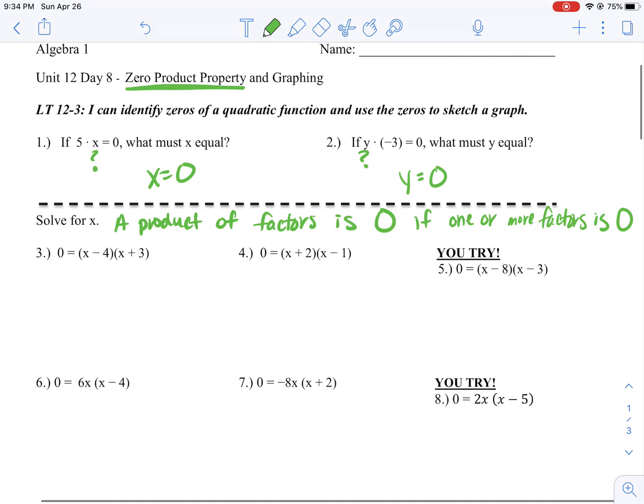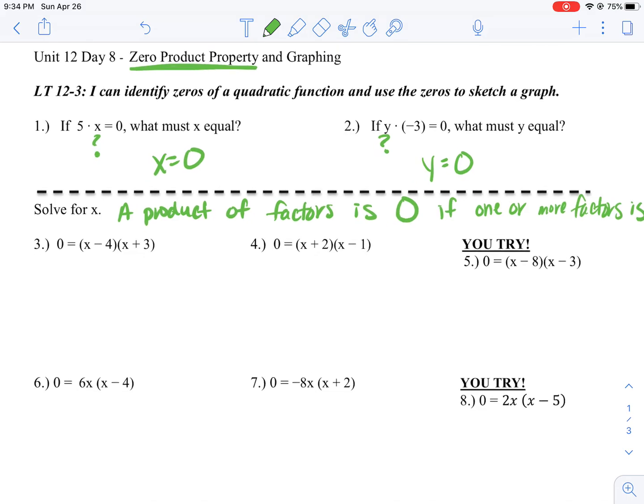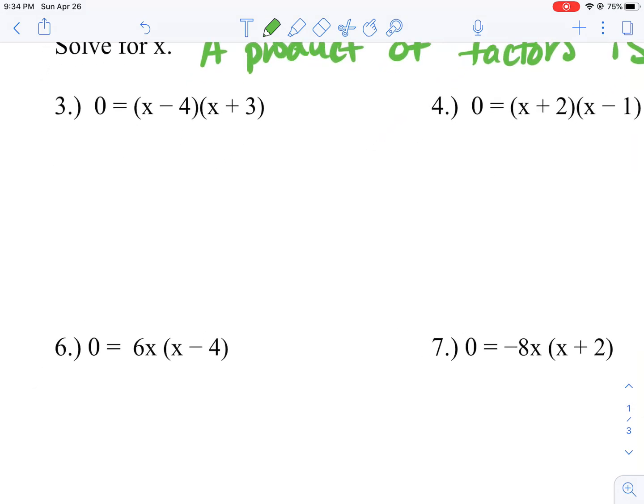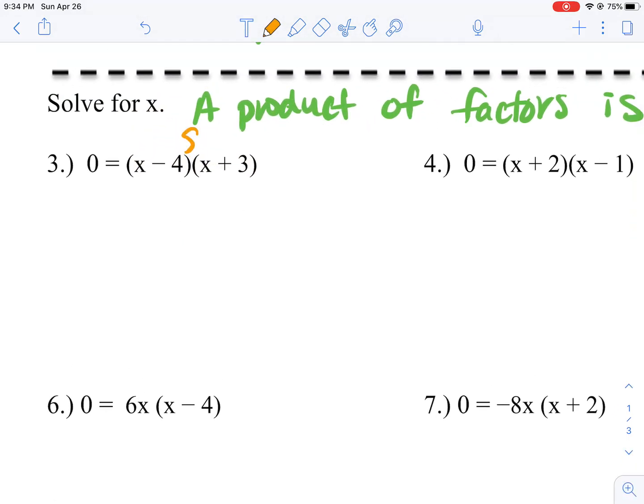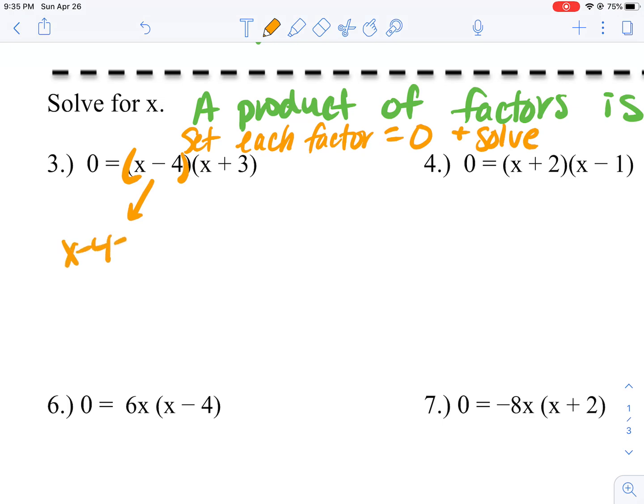Okay. All right, so in order to help us to solve our equations, we're going to set each of our factors equal to 0. Okay, so set each factor equal to 0, and you're going to solve. So your first factor, here you go, is x minus 4. So set that equal to 0 and solve. So you're going to get x is equal to 4.